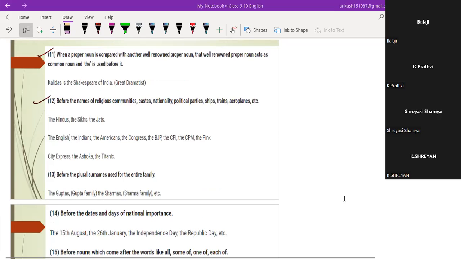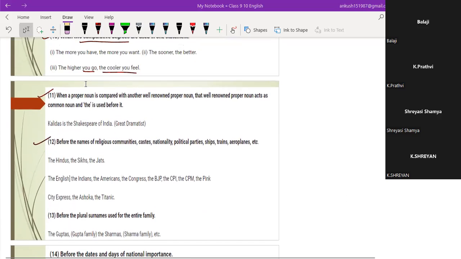Next one, who will do that? Prithvi, please explain the 11th rule. When a proper noun is compared with another renowned proper noun, that renowned proper noun acts as a common noun, and "the" is used before it. So how do you explain it? It means one proper noun is a renowned one, and if you want to compare it with another proper noun, the latter proper noun would use "the".